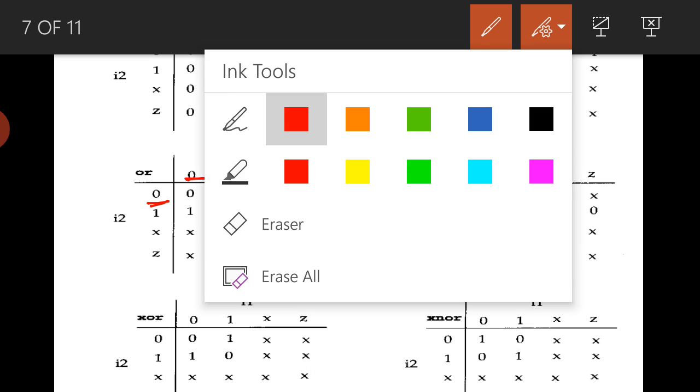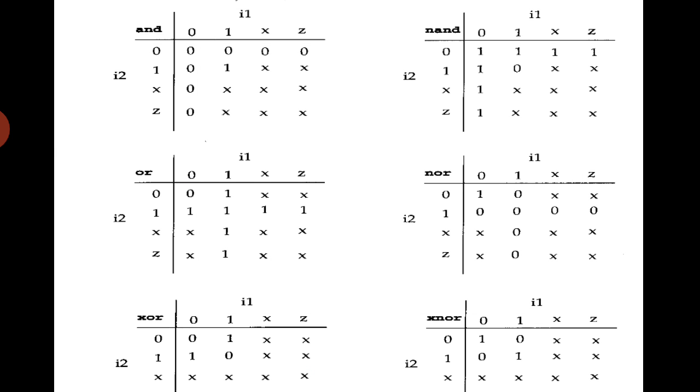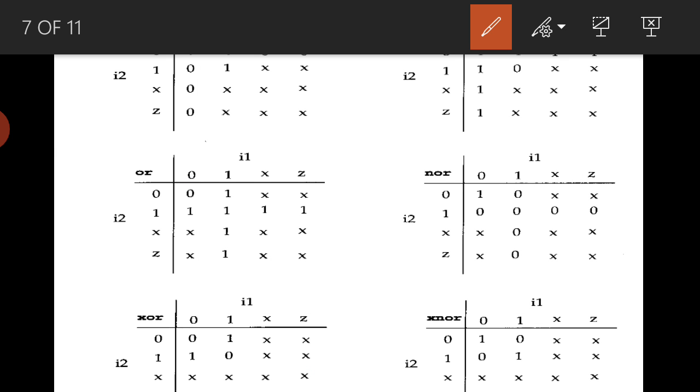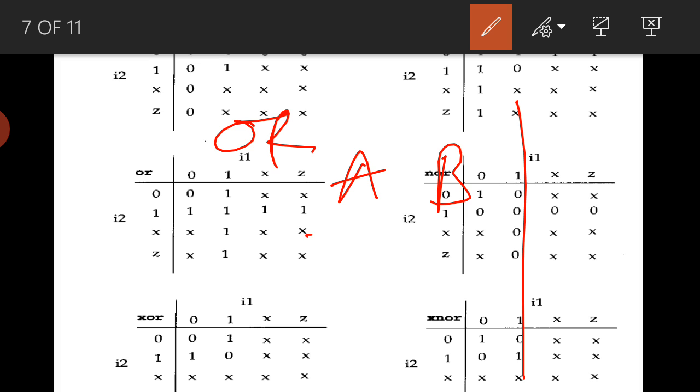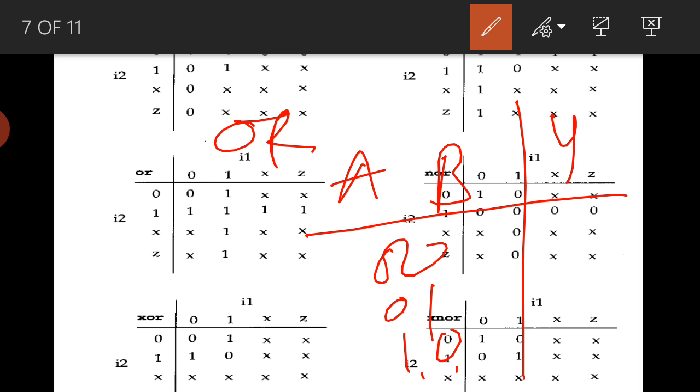Before this, we need to know the basic truth table of the gates. If you take the OR gate, with A and B as the inputs, what will be Y? For inputs 0 0, 0 1, 1 0, 1 1, the outputs are 0, 1, 1, 1. If any one of the inputs is 1, the output is 1. This is the basic OR gate truth table.